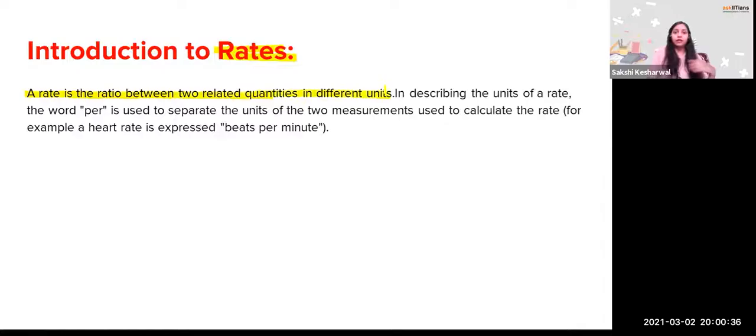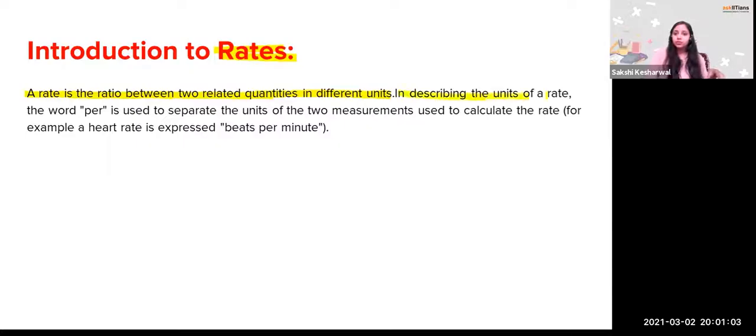As we have done till now, ratios are where we do the comparison in the same unit, right? Comparing length and length, grams like weight and weight, liters like volume and volume, area and area, right? So we compare the same unit, but what is a rate? You compare two different units. So a rate is the ratio between two related quantities in different units.